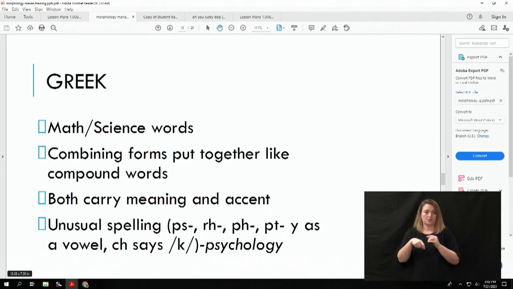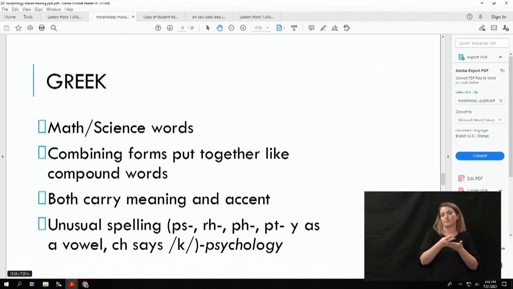Greek are math and science words. What I like about Greek is the meaning is pretty pure. They do have prefixes and suffixes because things have changed, but basically they have combining forms. That means it's almost like a compound word. You take two combining forms and put them together, and both of them can carry the meaning and the accent.